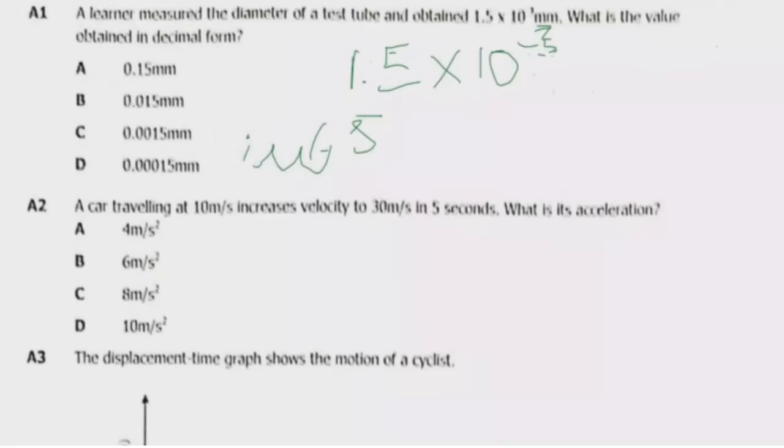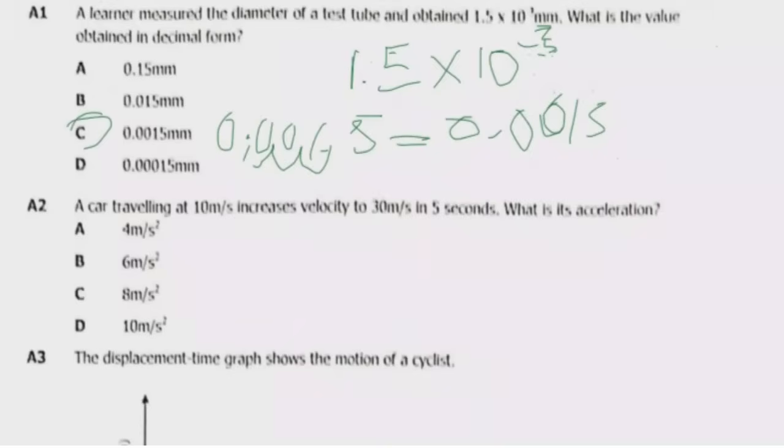So that means here we're going to put a 0 and here we put a 0. That means the point is there. That means we put a 0 here, which will be 0.0015. So the correct answer is C.